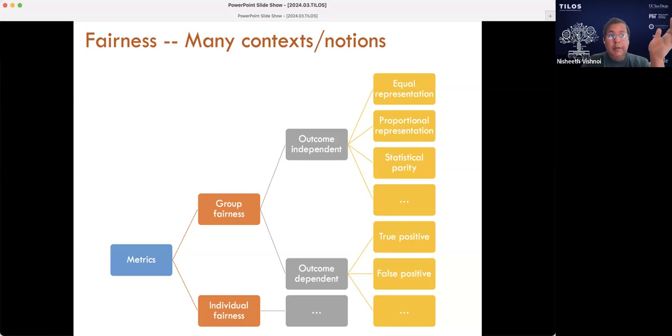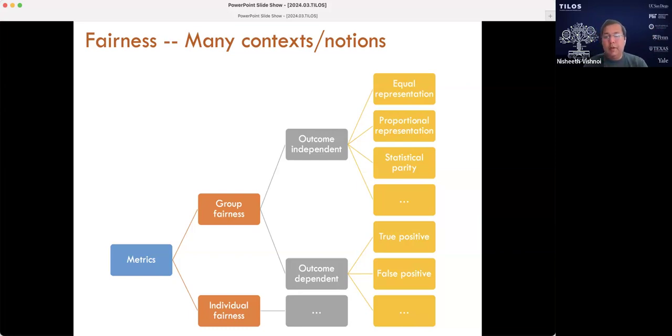The point is, when I started working in this area, I realized that my goal as a good computer scientist, who's not really trained as an ethicist or as a philosopher, is not to choose a particular notion of fairness. It is to design algorithms which can take as input any notion of fairness and then deliver on that front.